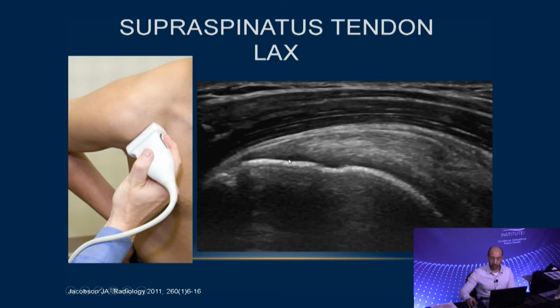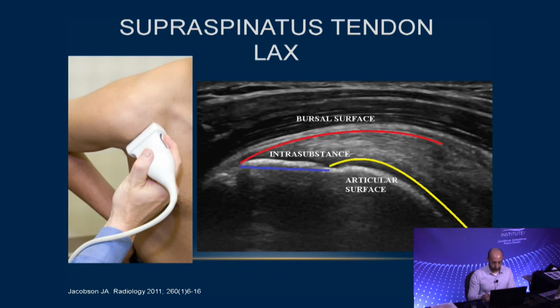Here's that footprint I mentioned on the greater tuberosity. Here's the articular side ending at the anatomic neck. And you can see that compact fibrillar appearance of the rotator cuff at the supra. Those are the three surfaces I mentioned, the intrasubstance, bursal surface, and articular surface, that'll come in handy when you're doing your pathology lecture and talking about partial thickness and full thickness tears.